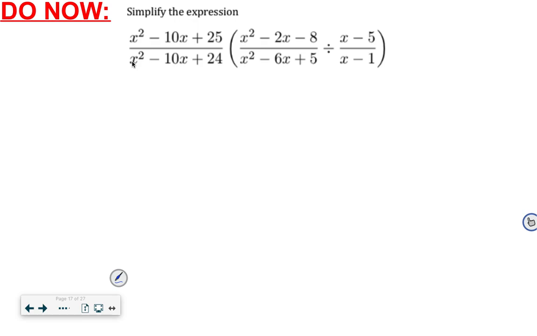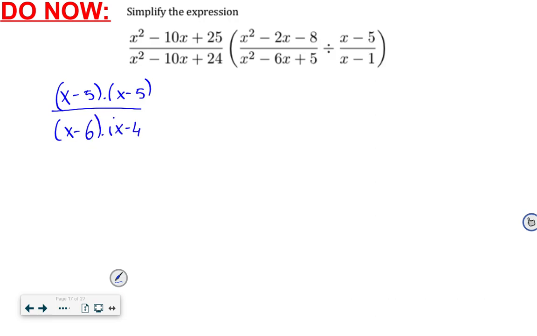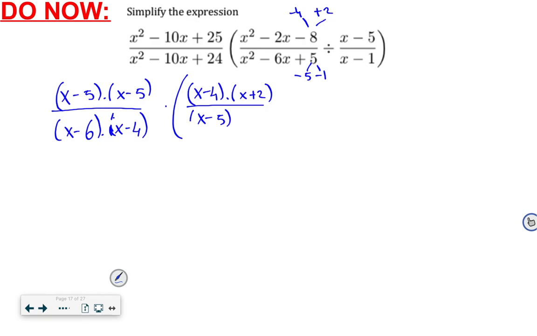x squared minus 10x plus 25 can be written as (x minus 5) times (x minus 5) over x squared minus 10x plus 24, which can be factorized as (x minus 6) times (x minus 4), times, inside the parentheses, x squared minus 2x minus 8, which can be factorized as (x minus 4) times (x plus 2), over x squared minus 6x plus 5, which is going to be negative 5 and negative 1: (x minus 5) times (x minus 1). Keep, change, flip.